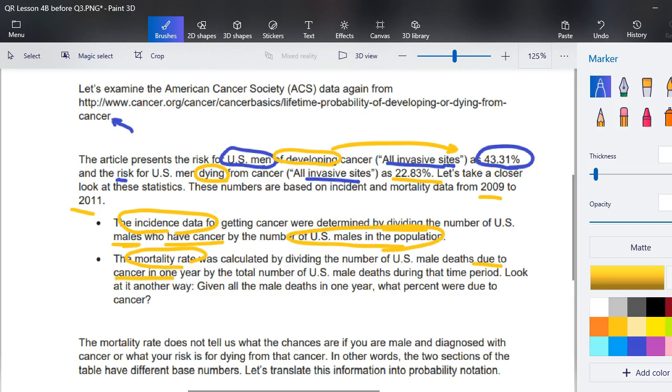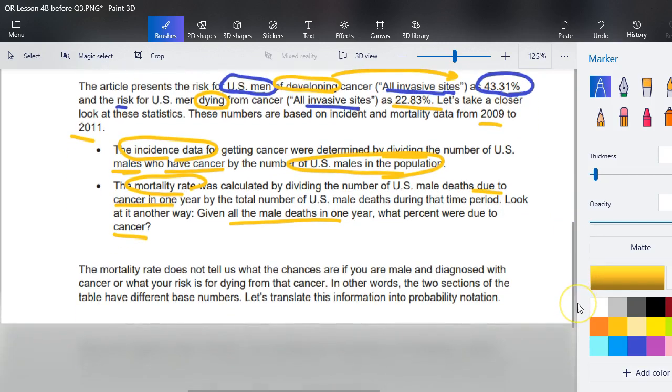Let's look at it another way. Given all the male deaths in 1 year, what percent were due to cancer? The mortality rate, though, does not tell us what the chances are if you are male and diagnosed with cancer, or what your risk is for dying from that cancer. In other words, the two sections of the table have different base numbers. So let's translate all of this into our probability notation.